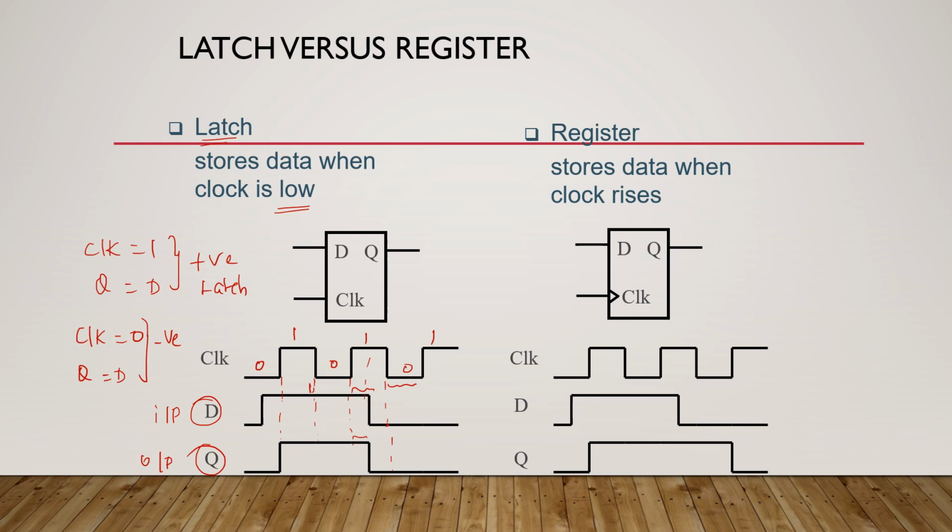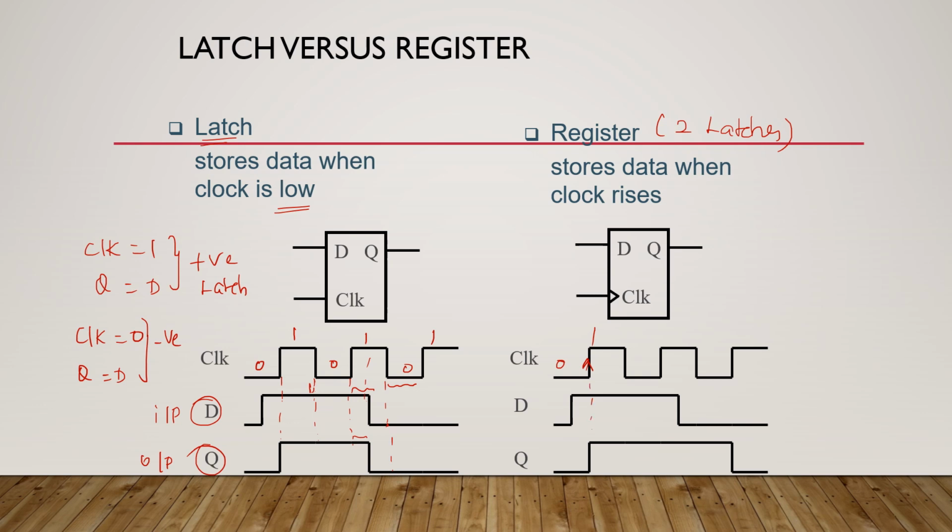A negative latch means that as long as my clock is 0, whatever changes in the input are copied at the output side, right? And a register means that if you connect two latches, it will become a register. Okay. See, whenever the transition happens from 0 to 1, this transition, what is my input data, right?